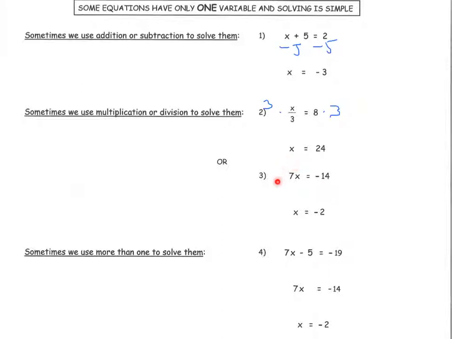Or, since 7 is attached by multiplication, we divide. Divided by 7, divided by 7, and x equals negative 2.